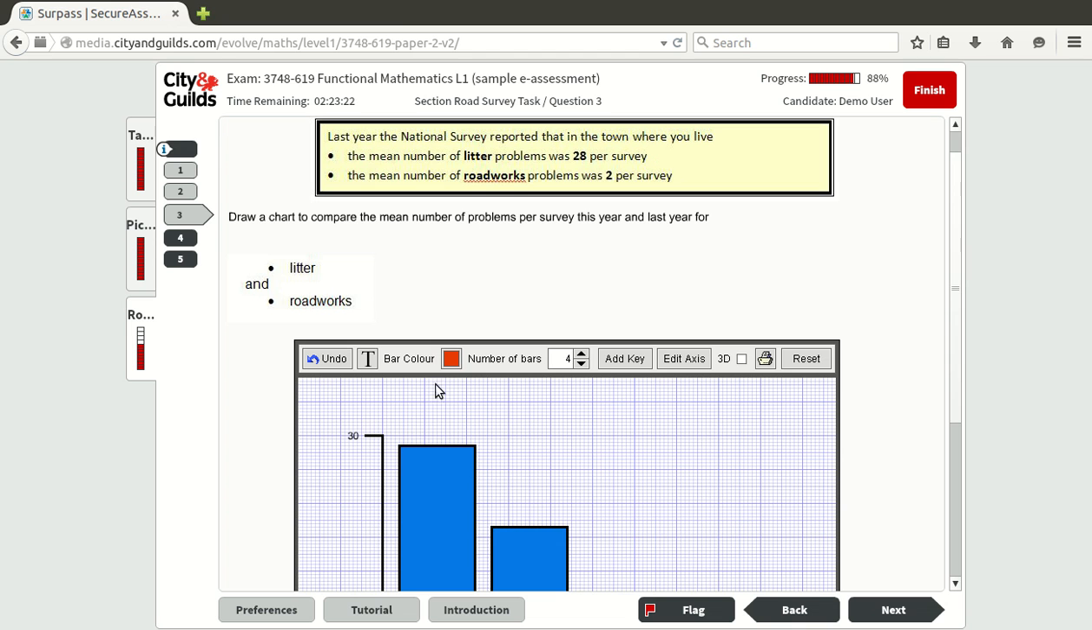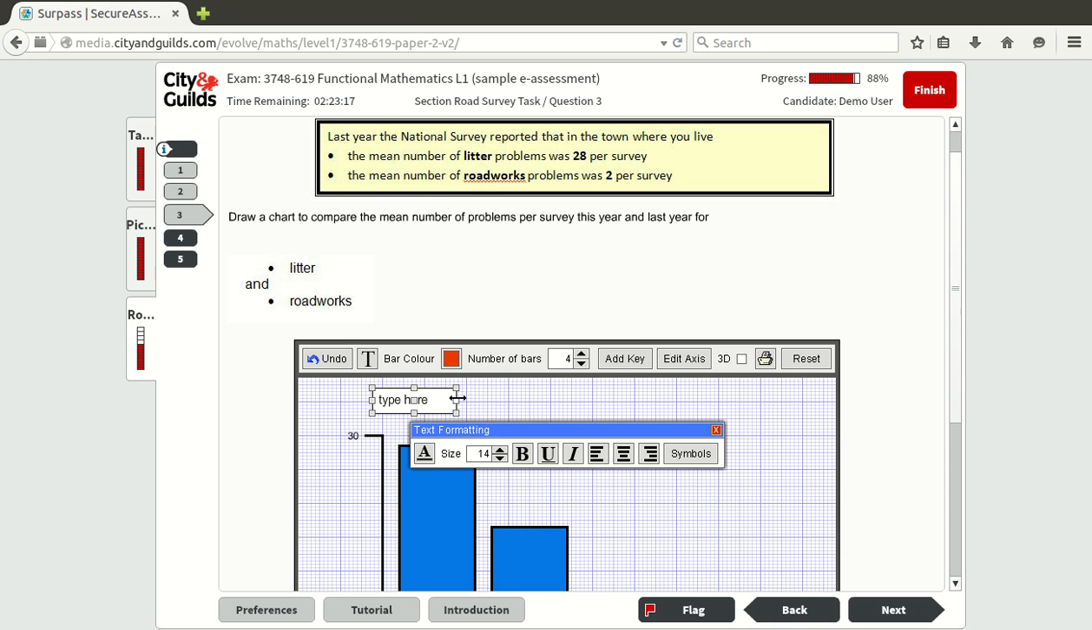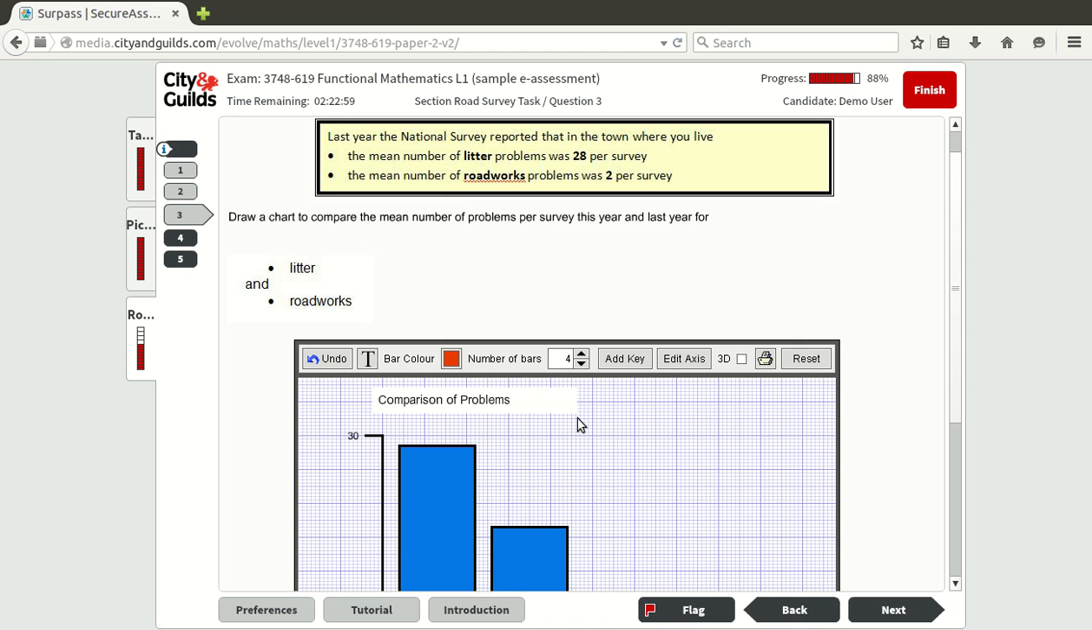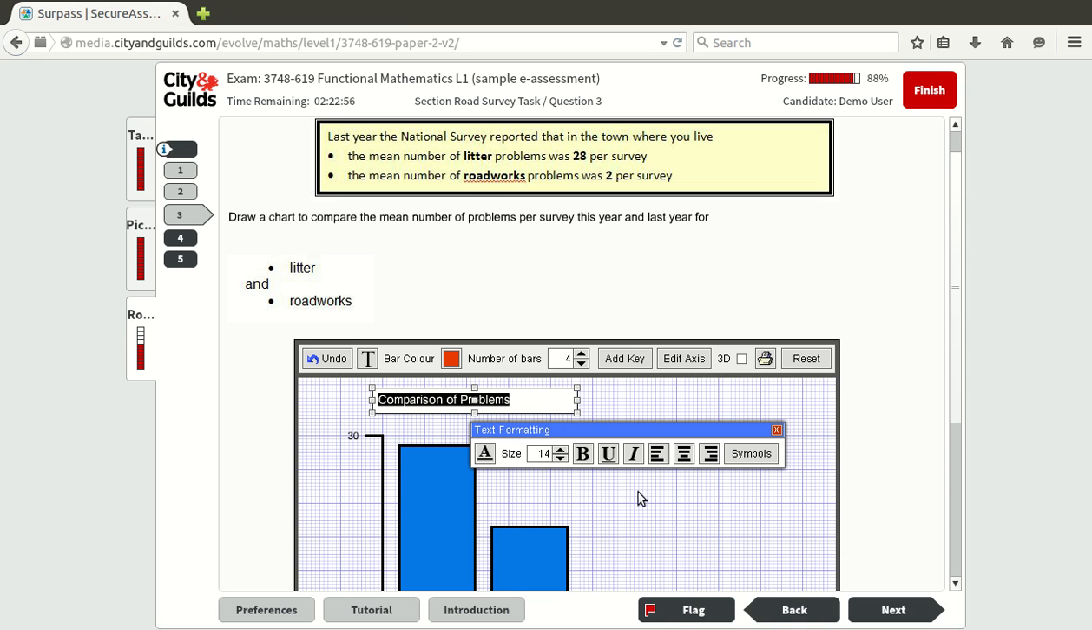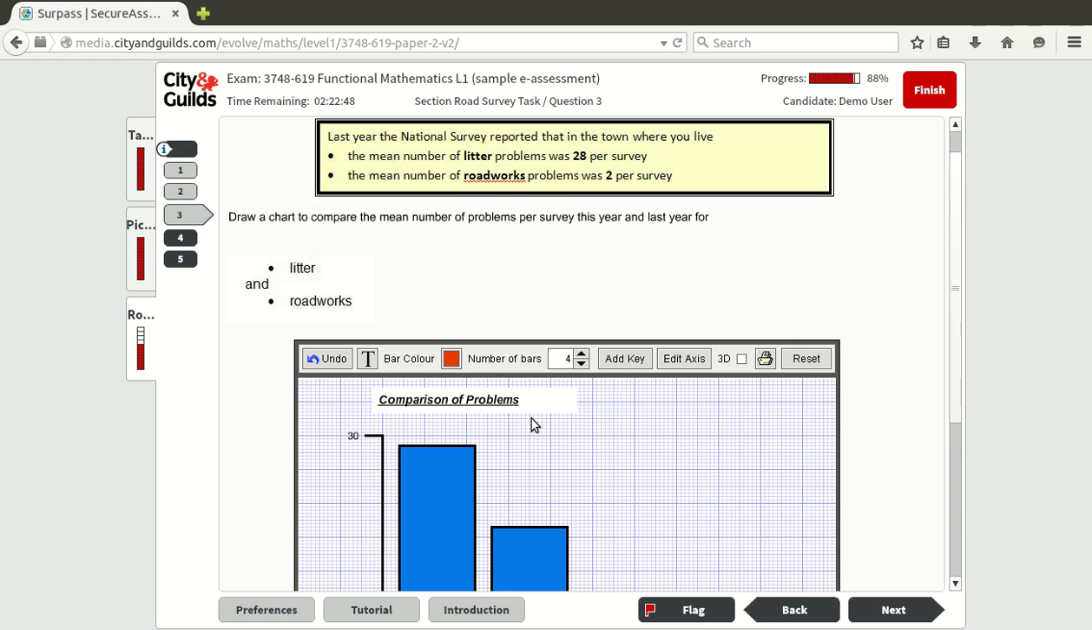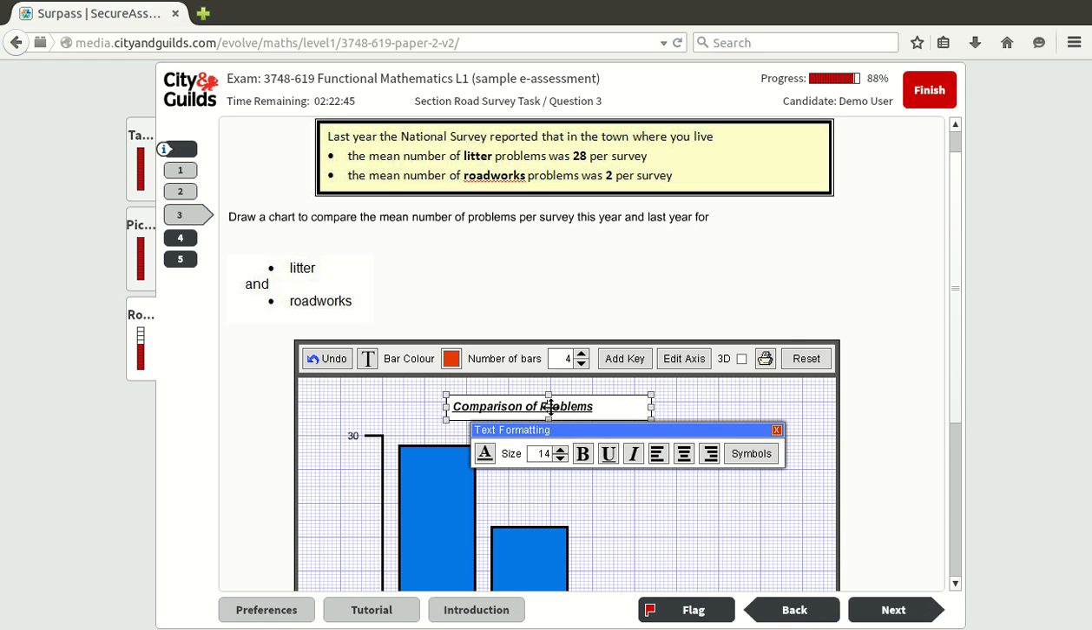And I can even have my heading up here saying comparison of problems. That's just what's missing, my own words. Like that. And I can just highlight all this and press bold, underline this. You can even italicize as well, or change the size, but I'll leave the size as is. Try to get there like that.